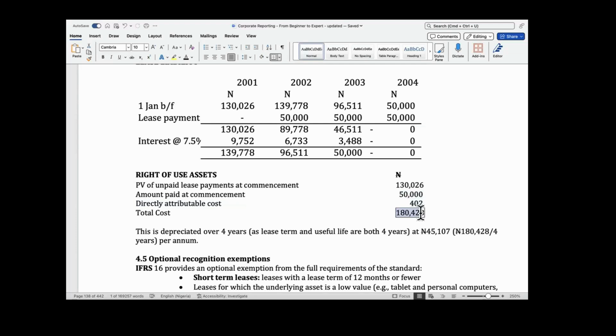And these right of use assets would be depreciated over the lease term, which is 180,428 divided by 5. And that gives us depreciation per annum of 45,107. And that settles this question.